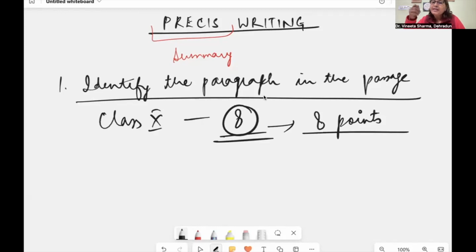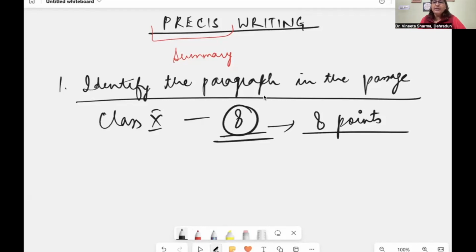Okay, so please identify those 8 points. Identify those 8 words. Then do not lift the sentences exactly from the passage. Try to mold them in your own language, but make it compulsory that those 8 words or those 8 points that you have identified should be accommodated in that answer. All right, those should be accommodated.